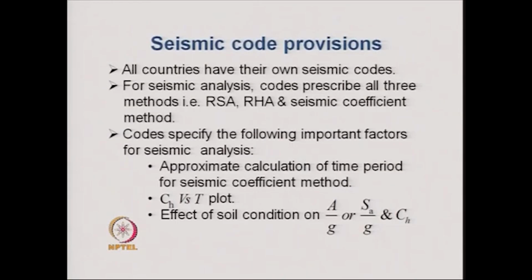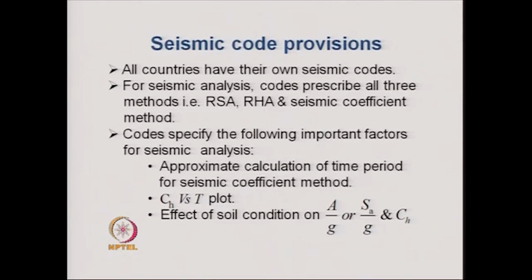The first one is the approximate calculation of time period for the seismic coefficient method. Then it provides a seismic coefficient versus time period plot. The third one that it specifies is the effect of soil condition on Sa by g, the spectral acceleration normalized with respect to g, and the seismic coefficient.